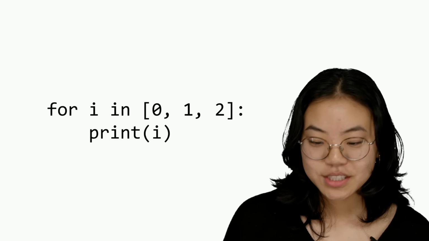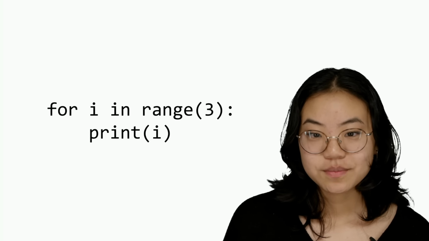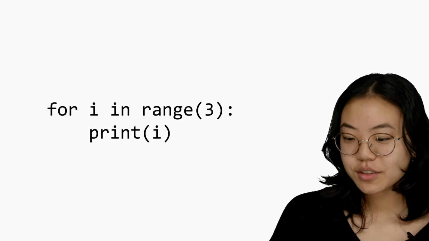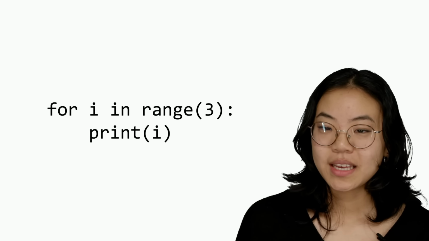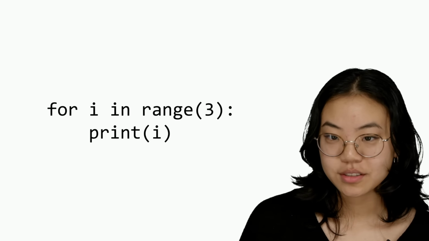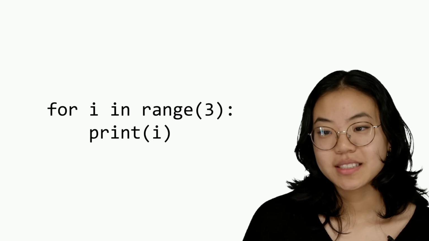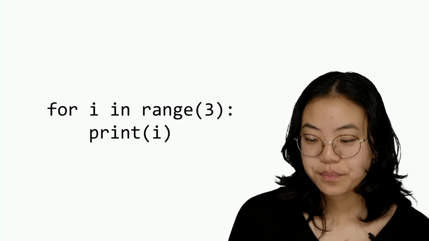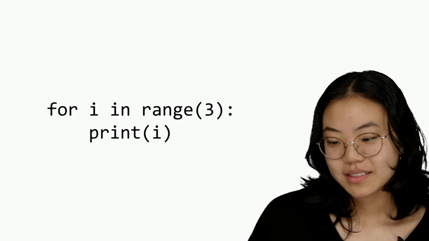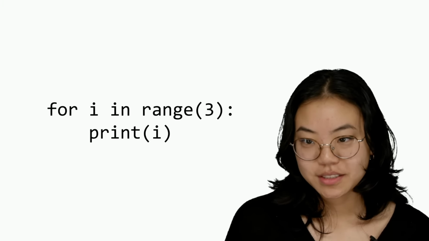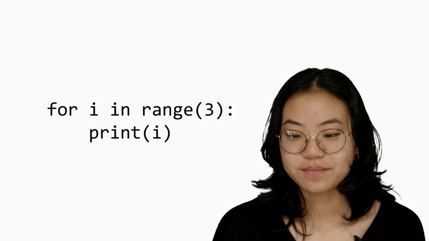And so we actually have range, which is a function that solves that problem for you. And so this now does the exact same thing as the code we just saw. Range is a function that creates a list from, by default, 0 to 3 exclusive, so not including 3.